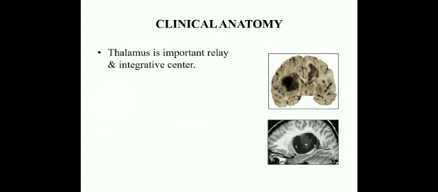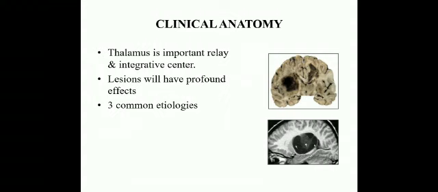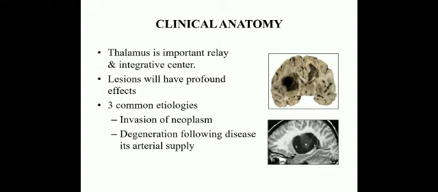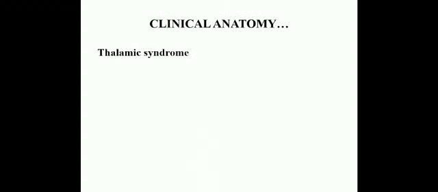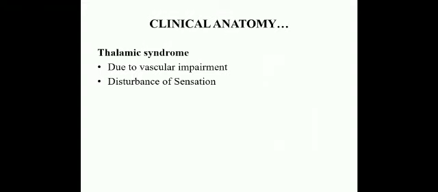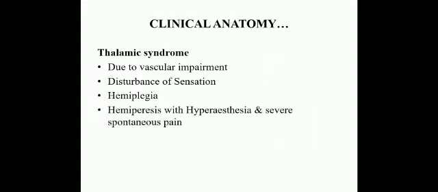Clinical anatomy: the thalamus is an important relay and integrative center, so lesions will have profound effects. There are three more common causes: invasion by neoplasm, degeneration following disease of its arterial supply, and damage by hemorrhage. Thalamic syndrome is due to vascular impairment. There will be disturbance of sensation, hemiplegia, hemiparesis with hyperesthesia and severe spontaneous pain, exaggerated feelings, and choreoathetosis.